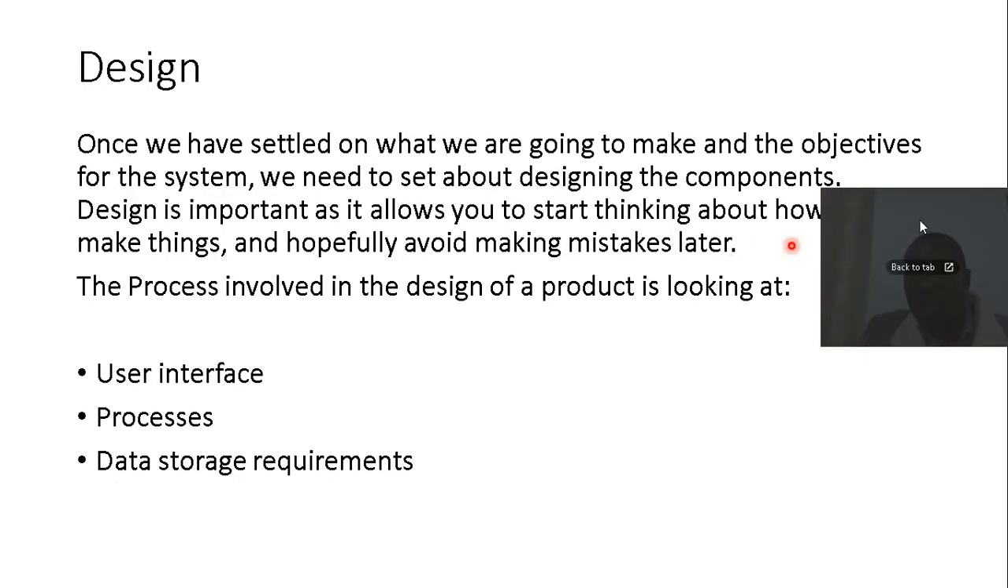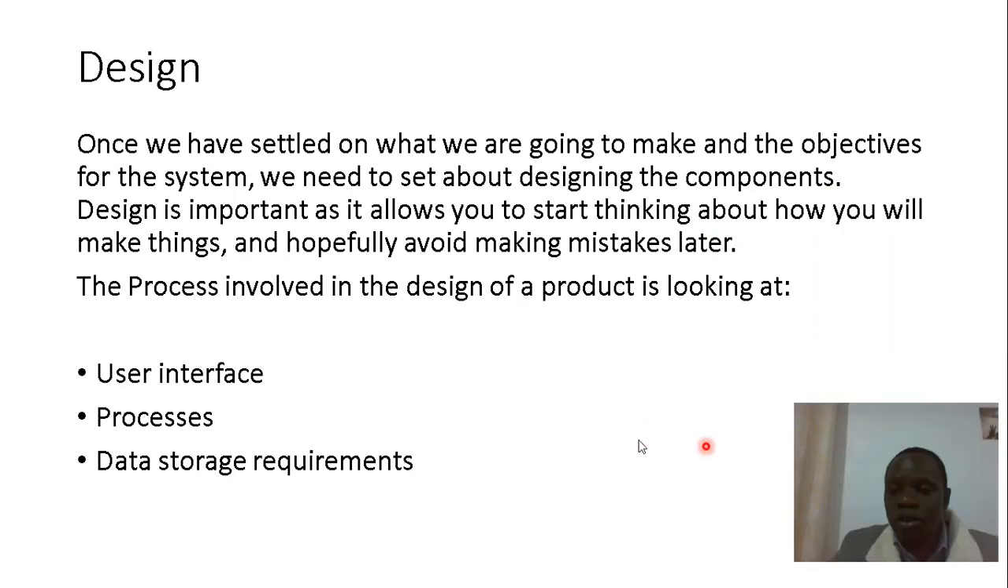All right, now we come to design. After analysis has gone through and it looks like this thing should be carried on, then there is the stage of designing. So once we have settled on what we are going to make and the objectives for the system, we need to set about designing the components. So design is important as it allows you to start thinking about how you will make things and hopefully avoid making mistakes later. So now we are designing after we've analyzed and we've given a go ahead.